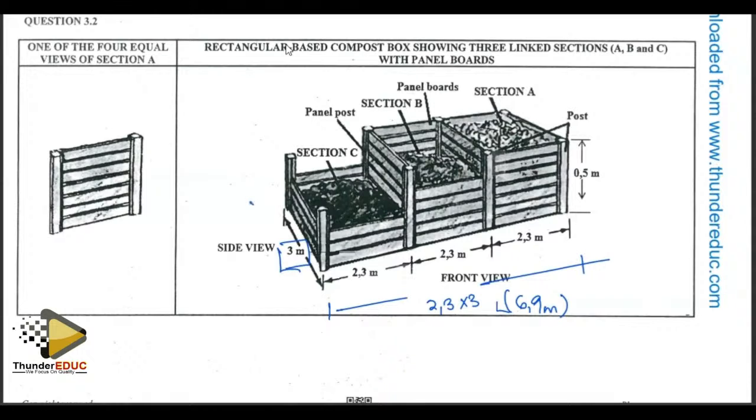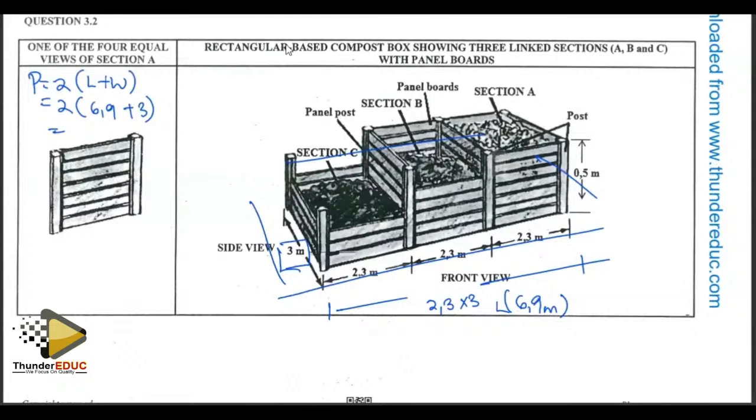You move there, you move again that side, you move again this side. So which is the same as perimeter equals 2 into L plus W. So the 2 into 6,9 plus 3. The answer there becomes 6,9 plus 3 times 2. We've got the answer as 19,8. Don't forget the units.